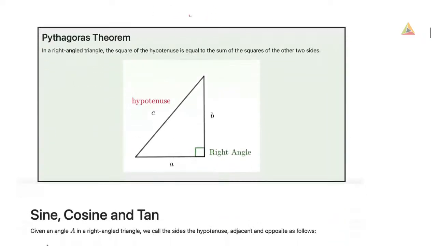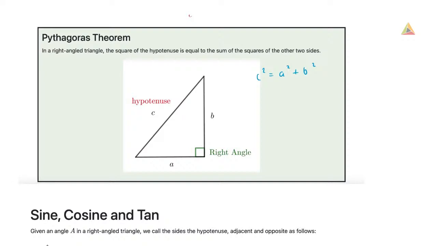Pythagoras' theorem. In a right angle triangle, the square of the hypotenuse is equal to the sum of the squares of the other two sides. What that means is c squared, which is the hypotenuse, is equal to a squared plus b squared.